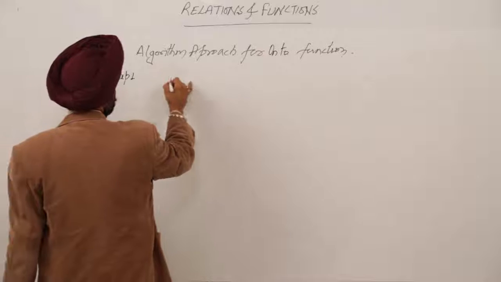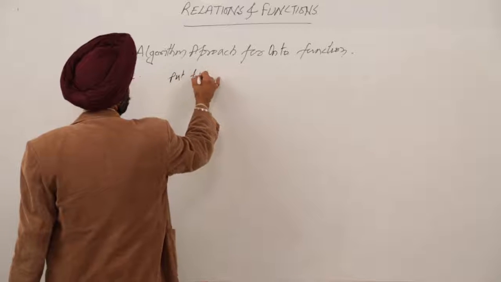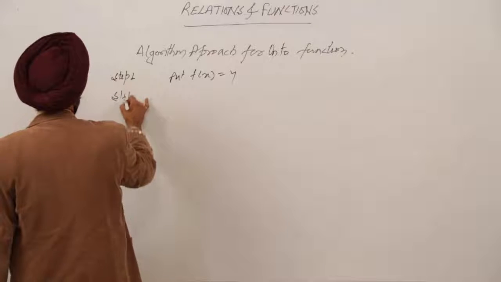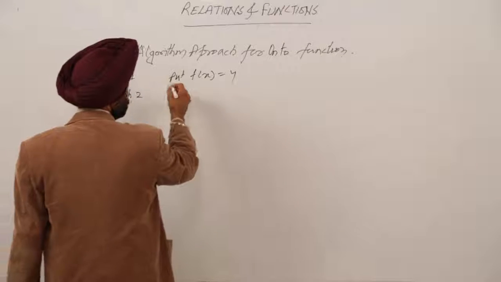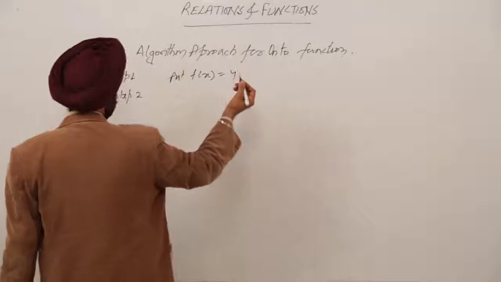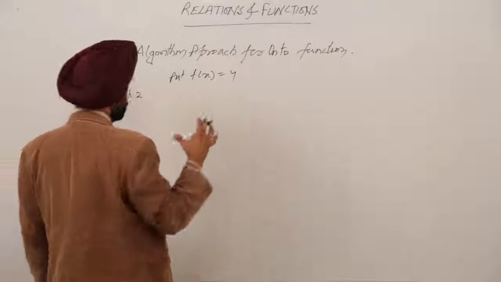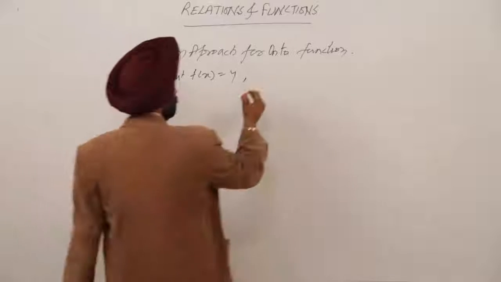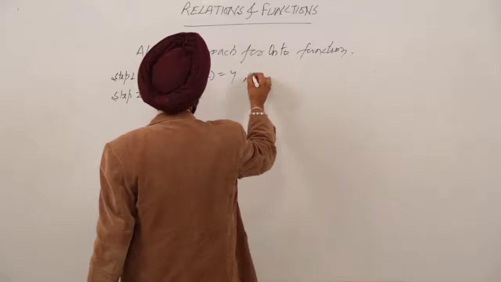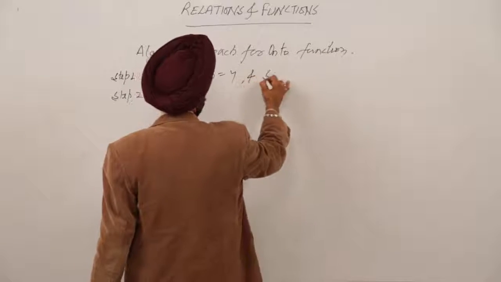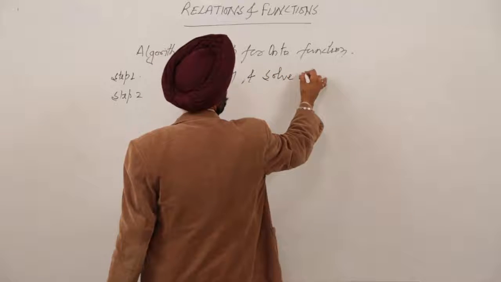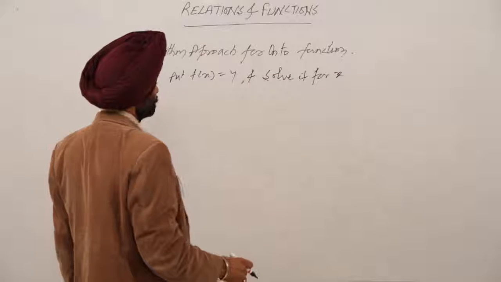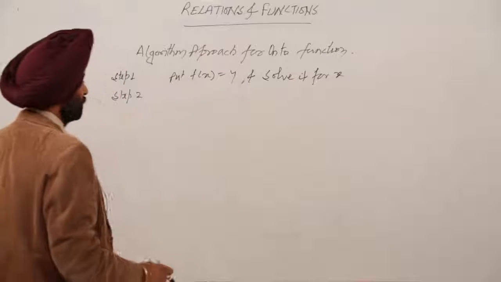Step 1 is put f(x) is equal to y. You can write it as step 1; instead of writing step 2, I am just taking it in the short form. Put f(x) is equal to y and solve it for x.